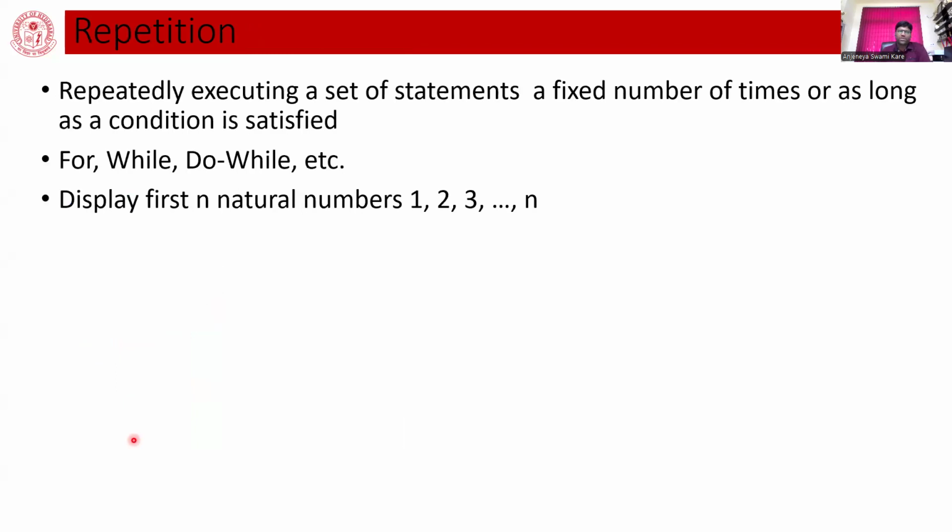Repetition statement. Repeatedly executing a set of statements a fixed number of times or as long as a condition is satisfied. The example statements are for, while, do while, etc. Example algorithm: display the first n natural numbers, 1, 2, 3, and so on, up to n. Here n will be the input. Once the user enters a positive integer value for n, your program should display the numbers 1, 2, 3, and so on, up to n.